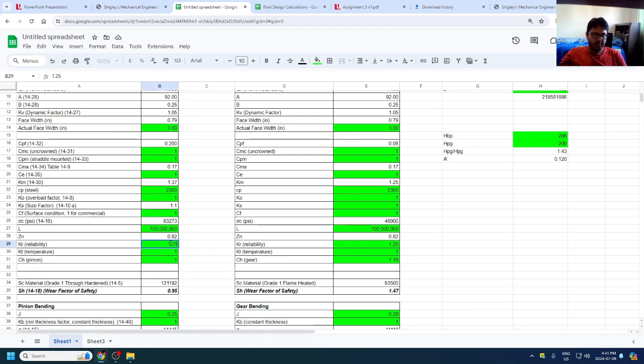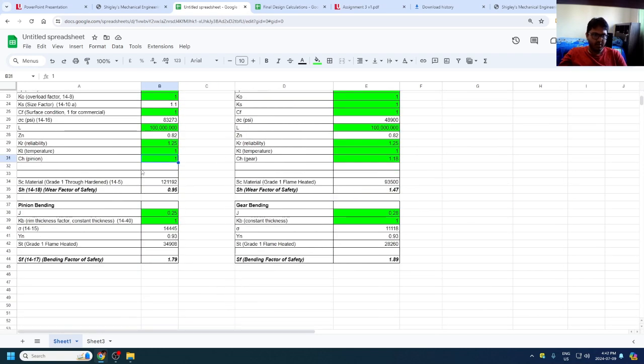For reliability, it's 99.9%, so it's 1.25. There's a table for that. And for the temperature, there's nothing about that, so it's just 1. And finally for the pinion, the CH value is 1. And this is the pinion gear.